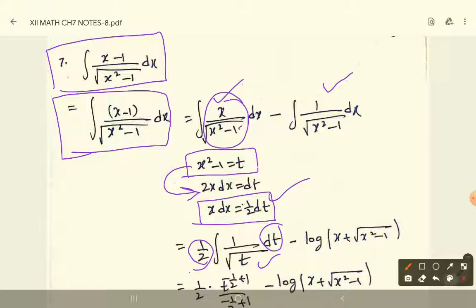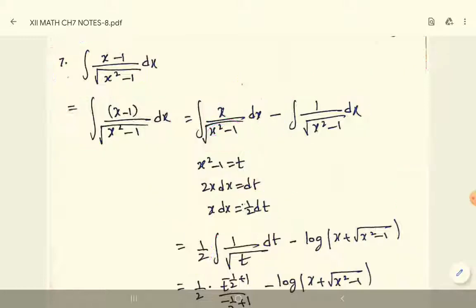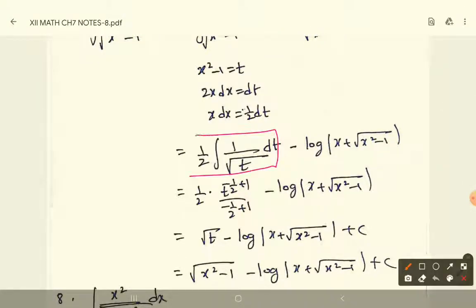Since we took x square minus 1 as t, that's why it has happened like this. Now if you see the second integrand, it is directly a special integral formula. What is that? 1 by root over x square minus a square. It is log mod x plus root over x square minus 1. You can do like this. So finally you reach the answer by using the first integral with t power minus 1 by 2 plus 1 by minus 2 plus 1.